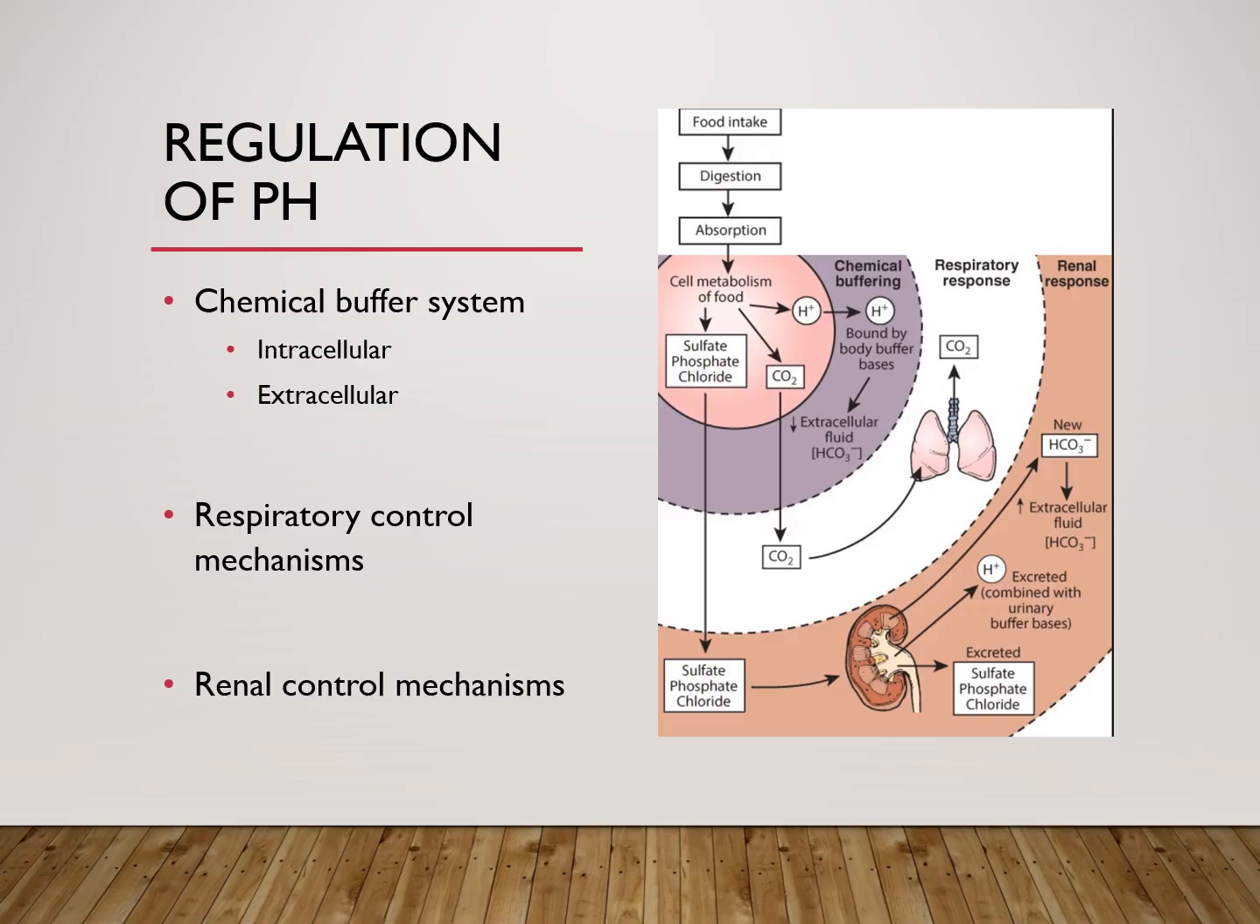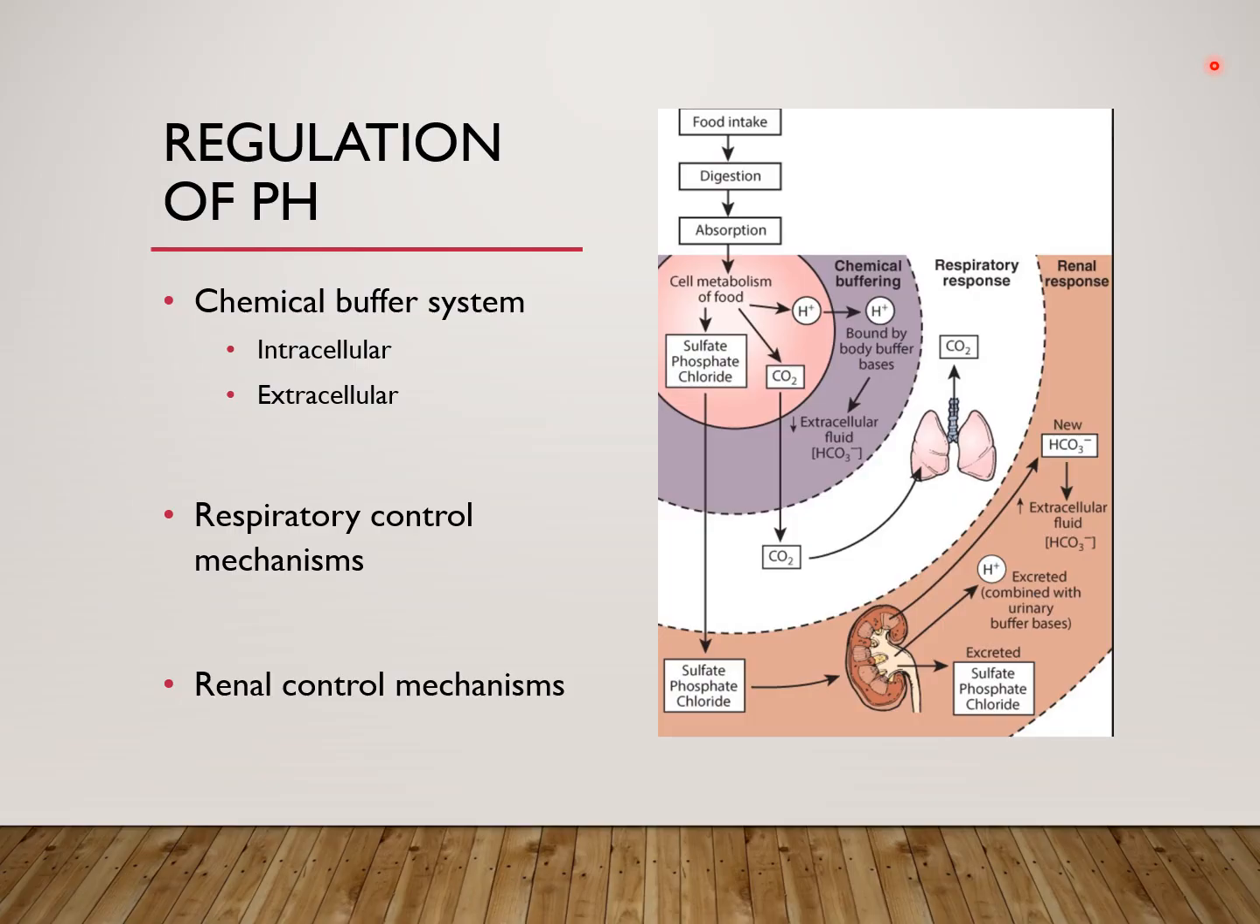Because we need pH to stay in a really tightly controlled range, there are a lot of different mechanisms in the body that help us to regulate pH. The first line of defense is what we call the chemical buffer system. There are chemical buffers in the intracellular and extracellular fluids. They are the most immediate buffer, but they can be overwhelmed really quickly if there are really large changes in pH. So again, they're our first line of defense, but they don't have a lot of capacity for buffering if there's a really big shift, okay?